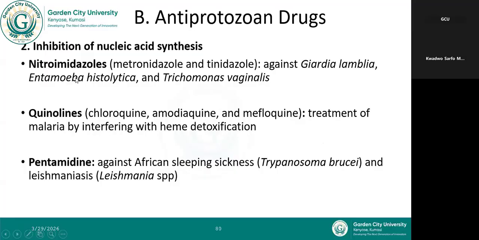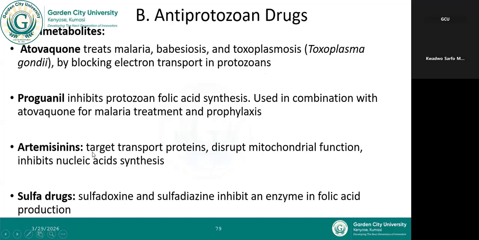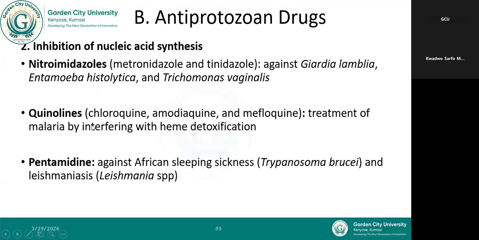The nitroimidazoles, the quinolones, where you have chloroquine, amodiaquine, mefloquine. So for malaria treatment, they usually combine the artemisinin derivatives. So artemether, arteether, artesunate, all these derivatives, combination with the partner drugs such as the quinolones. So mefloquine, amodiaquine. Chloroquine used to be administered alone, but because of resistance, we moved from monotherapy to bitherapy.